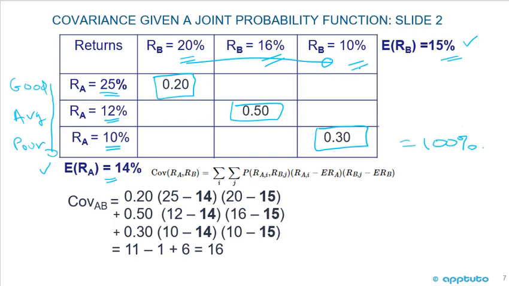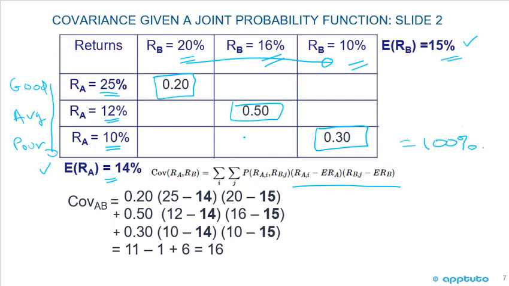And so then to calculate the covariance, here's the formula given in algebra. It looks a little bit intimidating, but let's not worry about it too much. Let's just look at the solution. So the covariance is going to be the probability times return for A minus the expected return of A times return for B minus the expected return for B, okay? So we can see that.